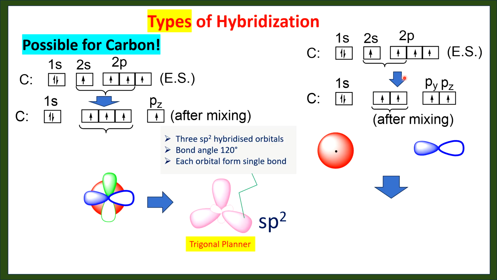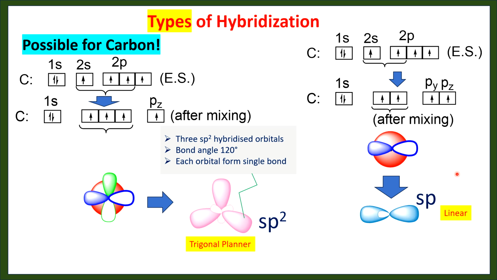We can see another possibility. If one s and one p are mixed, then sp hybrid orbitals can form this way. This is the linear shape, sp, with a bond angle of 180 degrees, and each of these orbitals has equal energy and is available for single bond formation. As two unhybridized 2p orbitals are left, these 2p orbitals are available for the formation of two pi bonds.